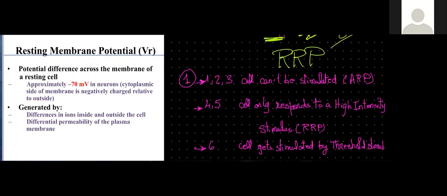The resting membrane potential is going to be the potential difference between the inside of the cell membrane and the outside of the cell membrane, and again, it's equal to negative 70 millivolts. The cytoplasmic side is going to be more negatively charged compared to the outside. This is going to be generated by the difference in ions inside and outside of the cell and the differential permeability of the plasma membrane. So the plasma membrane is going to be more permeable to some ions compared to others.